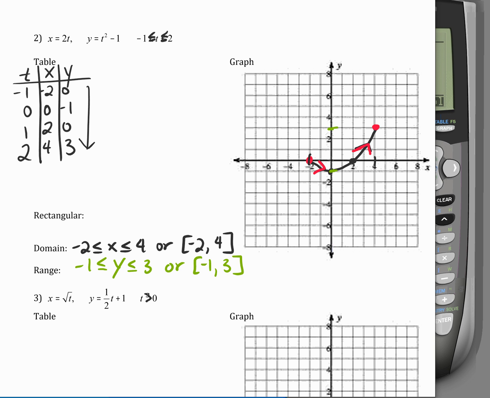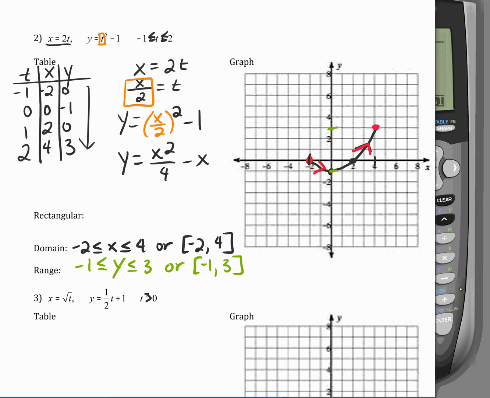And then the last thing we're doing is converting. So again, I go with the easier one. I'm going to take the x is equal to 2t, solve for t by dividing. And then we will substitute this into the t here. So y is equal to x over 2 squared on the outside minus 1. And then I'm just going to simplify that a little bit. x squared over 4 minus 1. You can even rewrite it as 1/4 x squared. Either of those options is good.